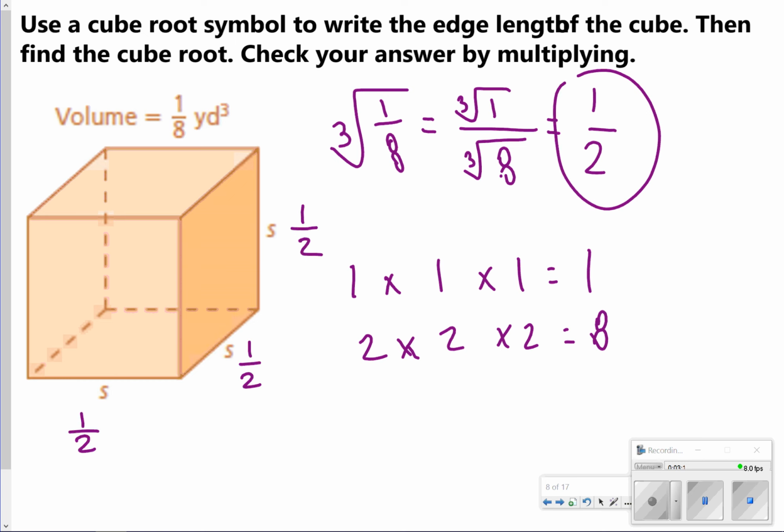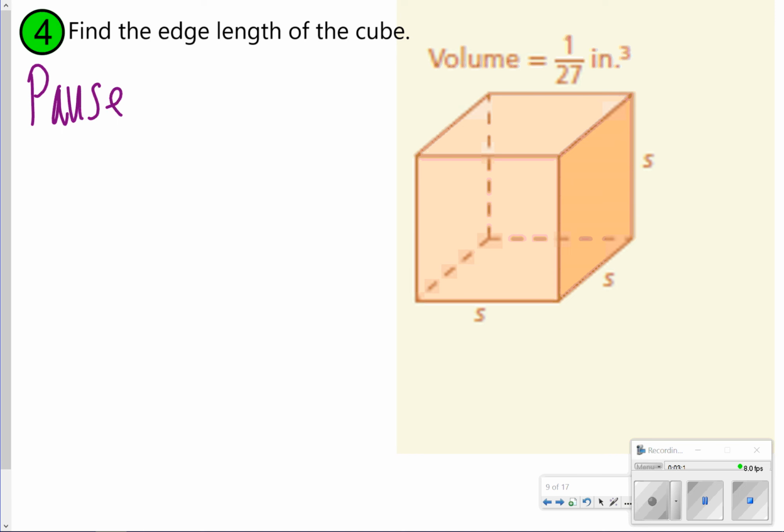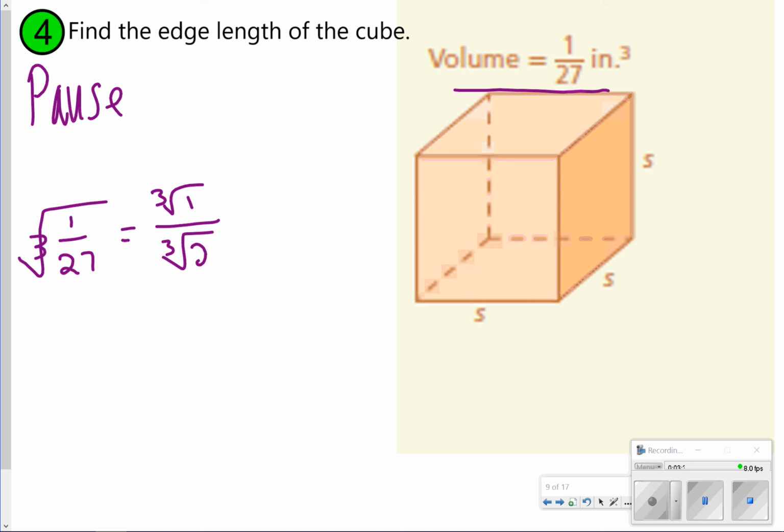Here's one that you're going to try. Let's go ahead and pause the video now so you can find the cube root of 1/27. Once you're done, click play to check your work. Okay, like I said, the cube root of 1/27 can be equal to the cube root of 1 over the cube root of 27. Like we just mentioned before, we know the cube root of 1 is 1, and the cube root of 27 is 3, like we did in number 3 back there. So my answer for this one in number 4 is 1/3.